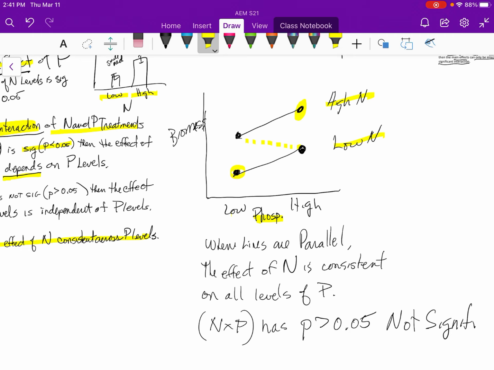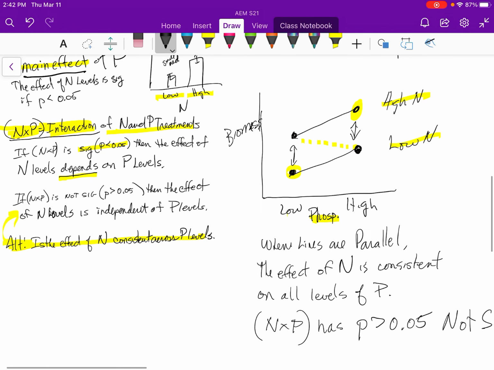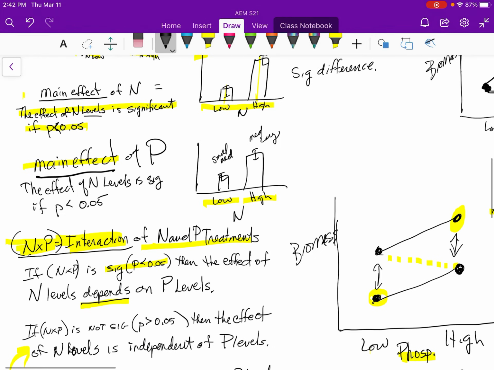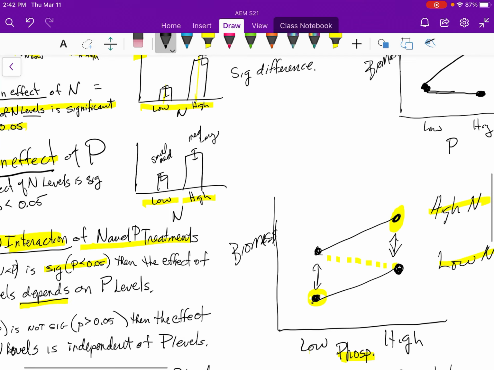When the lines are parallel, the effect of nitrogen is consistent at all levels of phosphorus. So I'm really looking at this distance here and this distance here. If that distance is consistent between the two, that means the effect of nitrogen is consistent across different levels of phosphorus, and that would mean there is no significant interaction. Oftentimes that's what people like to see because it makes it very easy to interpret the main effect. So I go back to look at the main effect, and I could say the main effect of nitrogen is significant. If you add nitrogen, it will increase growth, and if you add phosphorus, it will increase growth. And the two do not interact.